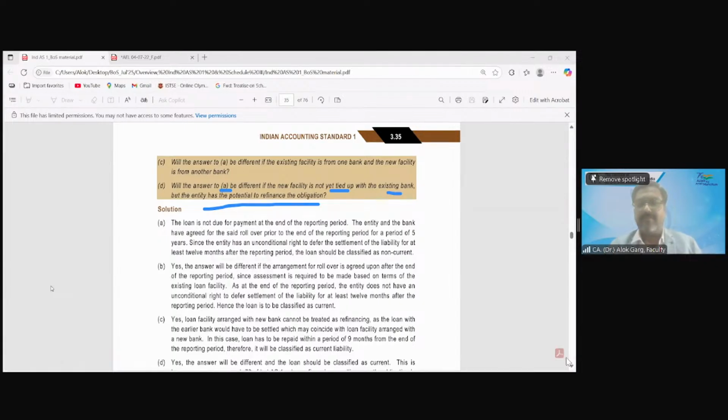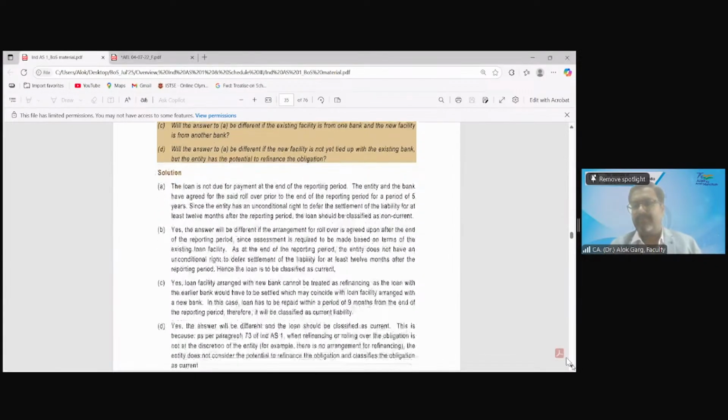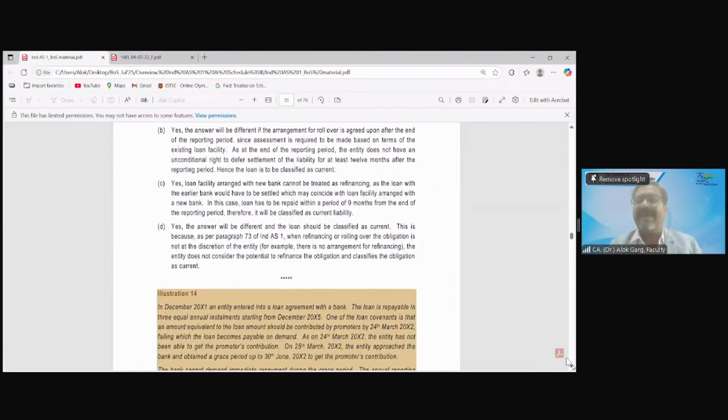It will be current only. Why? Because the contract for refinancing is not yet tied up. There is no unconditional right. There is no contractual right to defer the settlement on the reporting date. This is only the intention of the entity, only something which the entity is looking at. So there is no contractual right to defer the settlement. Perfect. Is that clear?